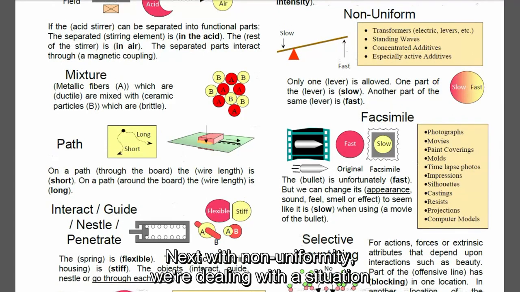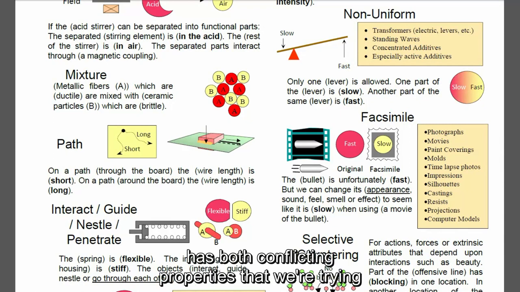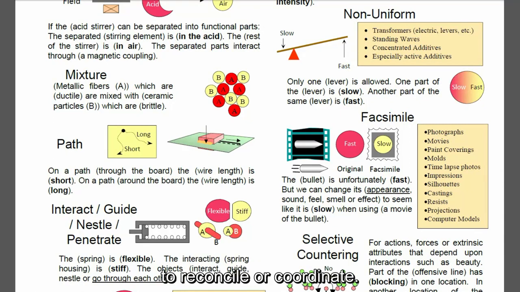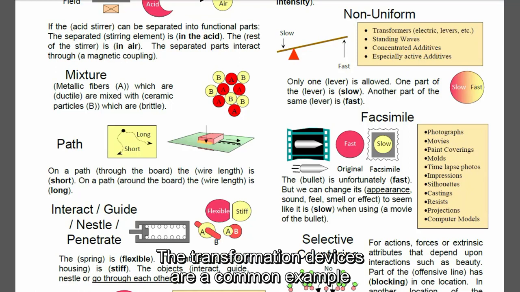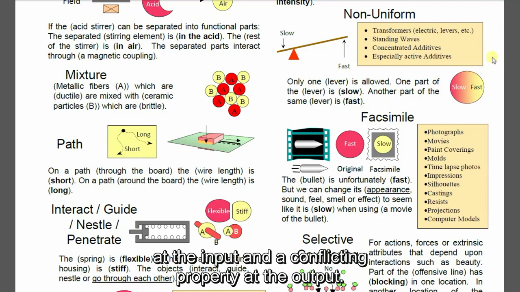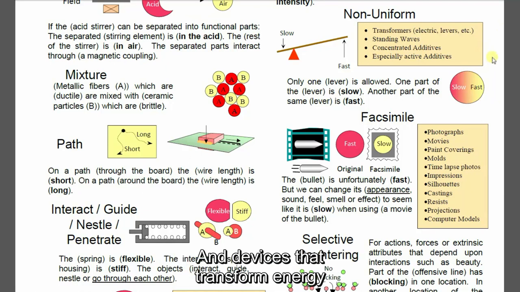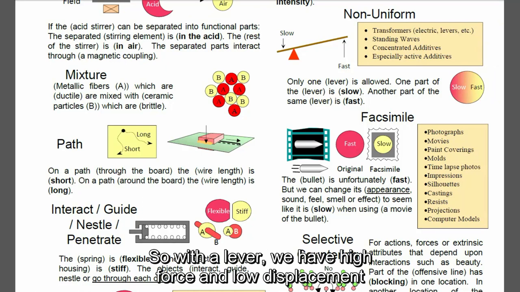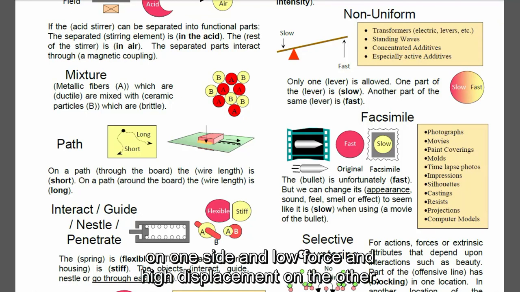Next, with non-uniformity, we're dealing with a situation where there's a single element that has both conflicting properties that we're trying to reconcile or coordinate. Transformation devices are a common example of this, because you have one property at the input and a conflicting property at the output. And devices that transform energy are a particularly good example of this. So with a lever, we have high force and low displacement on one side, and low force and high displacement on the other.